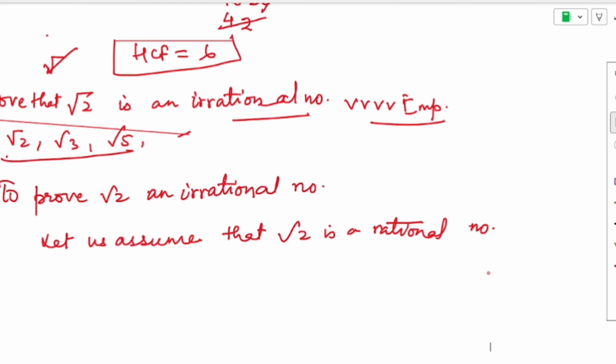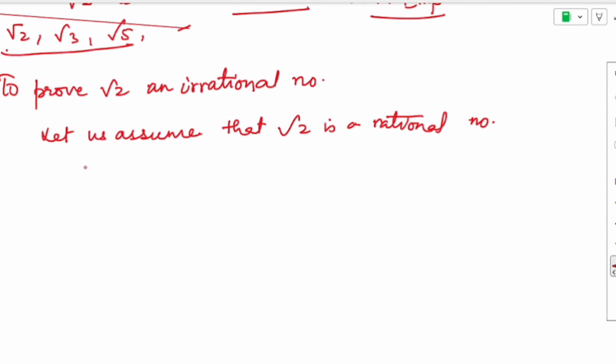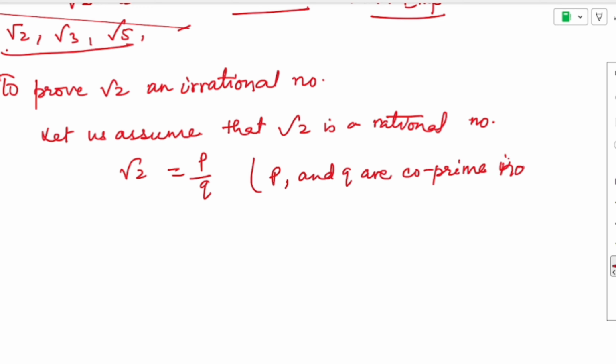And if it is a rational number, then we know rational numbers are those that can be expressed as the ratio of two integers. So root 2 must be equal to P upon Q, where P and Q are co-prime numbers and are integers. Co-prime numbers are what? If the HCF of any two numbers is 1, then those numbers are co-prime numbers. Okay, by cross multiplying we get root 2 into Q equal to P.